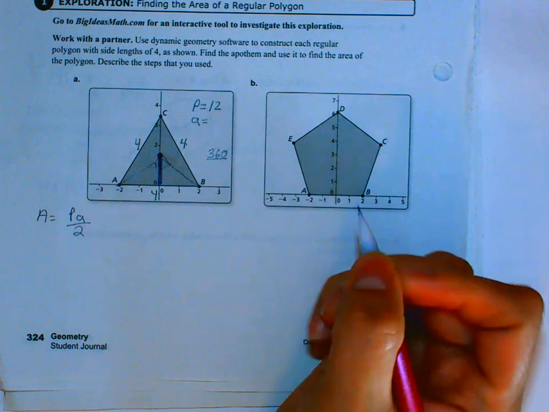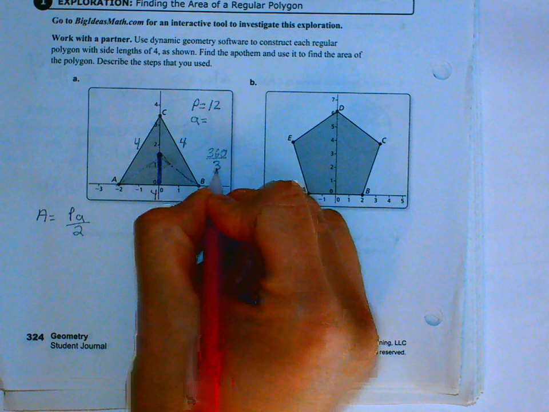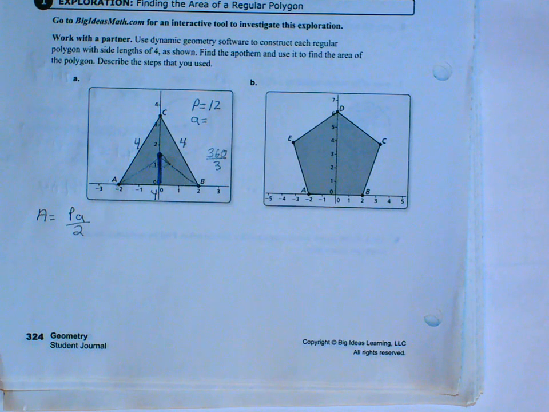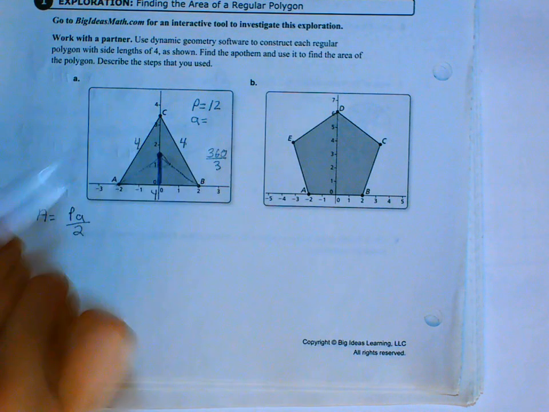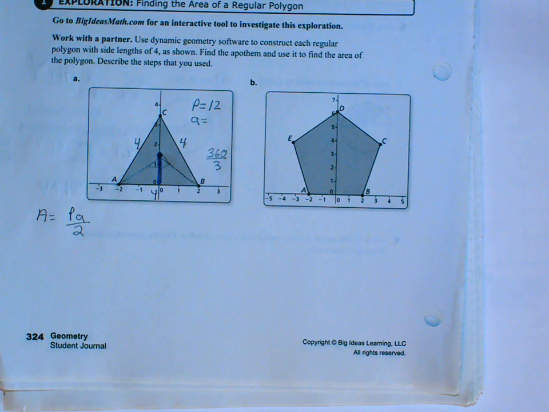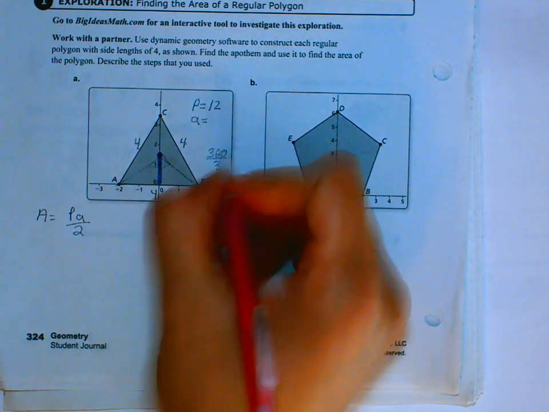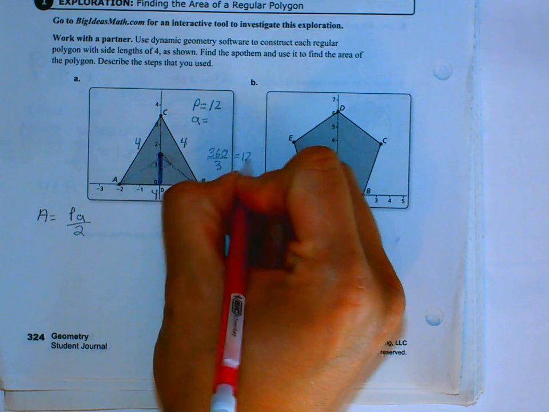360 divided by the number of sides that you have. In this case, it's 3. So I'm going to divide this by 3. Why 360? Because that's the sum of the angles all the way around. So 360 divided by 3. That means that my central angle happens to be 120.